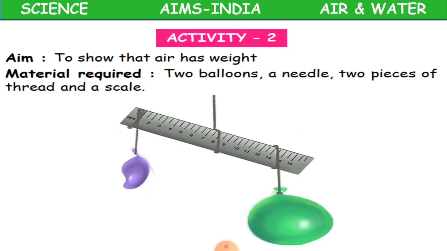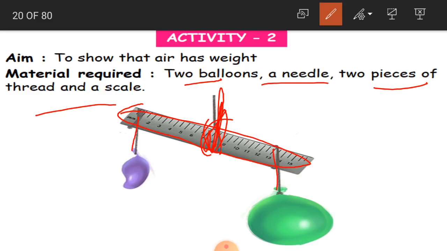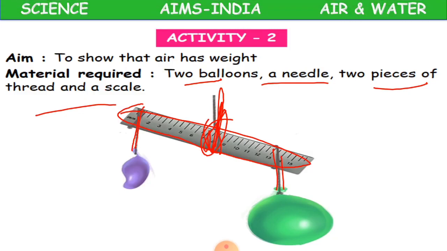This is the second activity in this chapter for you. Here we want to show that air has weight. So what do we need? We need two balloons, a needle, 2 pieces of thread and a scale. See here, there is a scale, children. We have tied this scale to an object, and we have tied 2 balloons to either end of the scale, one balloon on this end and the other balloon on the other end. Have you seen this clearly?